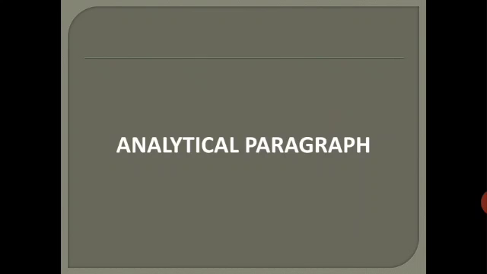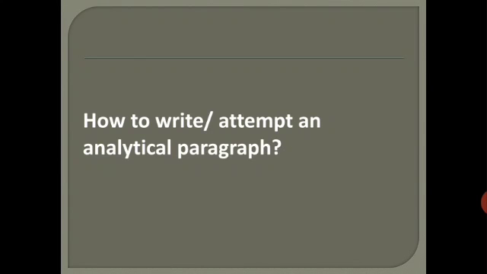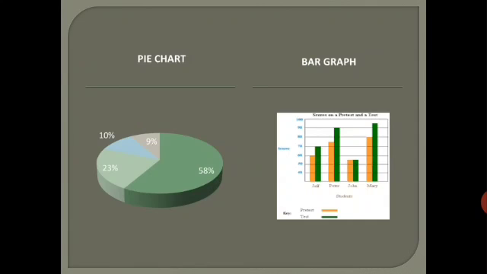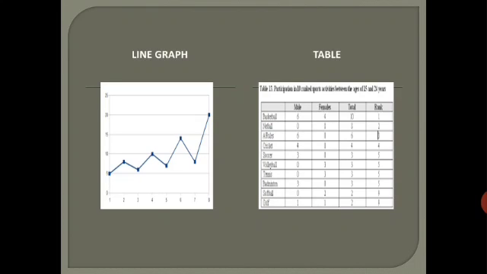In writing section, there are two kinds of questions. One question is for writing a formal letter and the other question is for writing an analytical paragraph. So, in this class we will learn how to write or how to attempt an analytical paragraph. First of all, let us see what is an analytical paragraph. It is a form of descriptive writing which is written on the basis of a given chart, graph, line graph, table, etc.